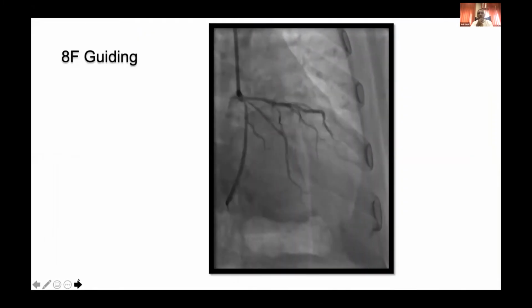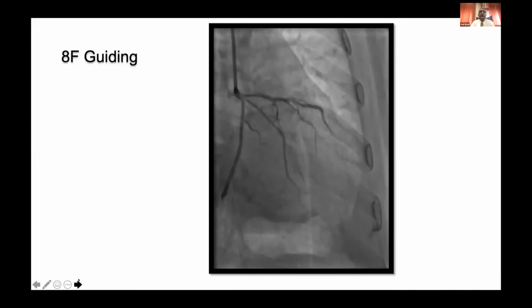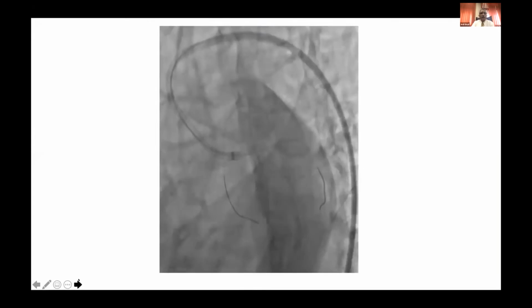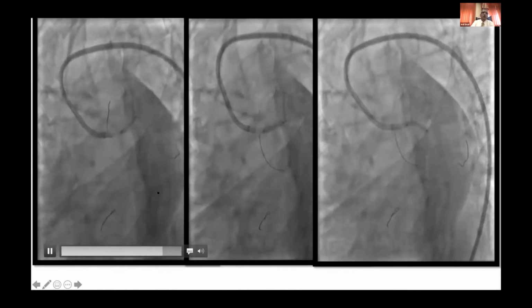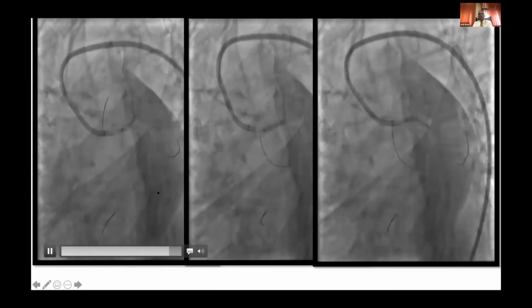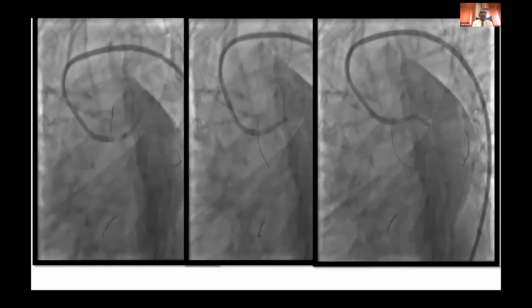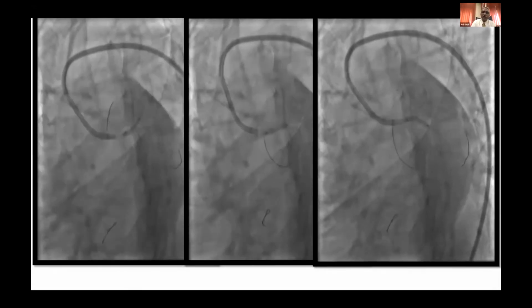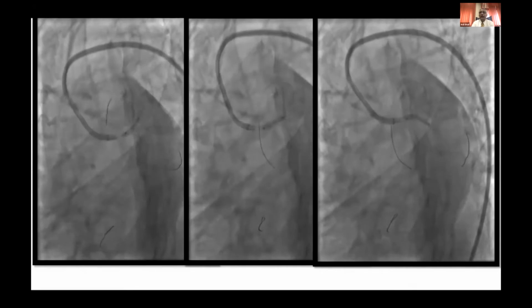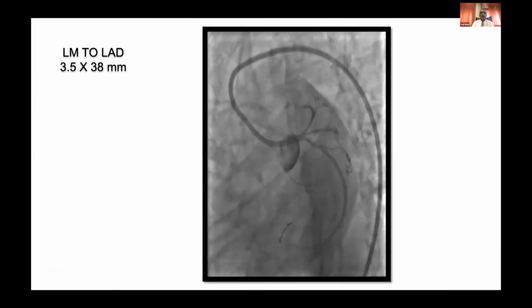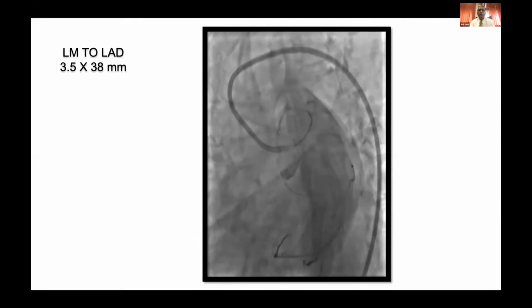So we used an 8 French guiding catheter, wired all three branches and proceeded to pre-dilate. Now, we had done a quick intravascular ultrasound and found that there is not much calcium burden. So I did not have those images. We went ahead and dilated all the 3 vessels in the ostia, and then made it very simple.